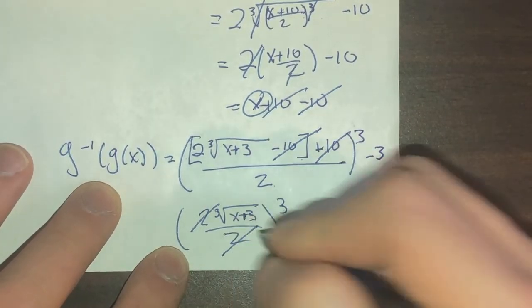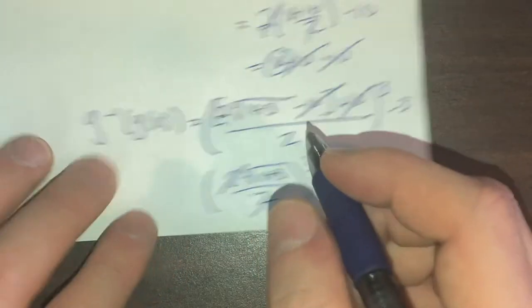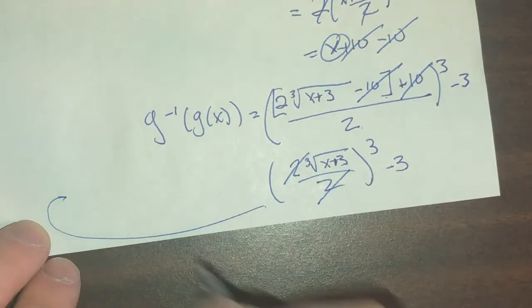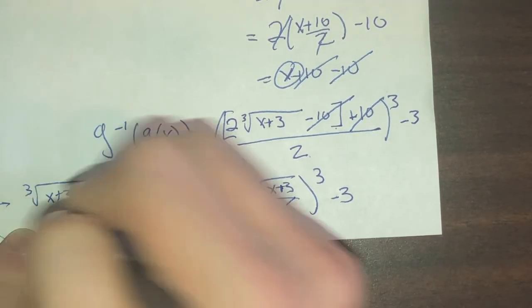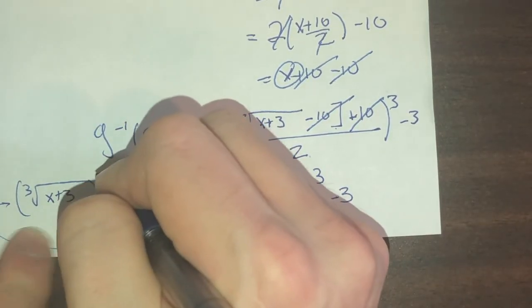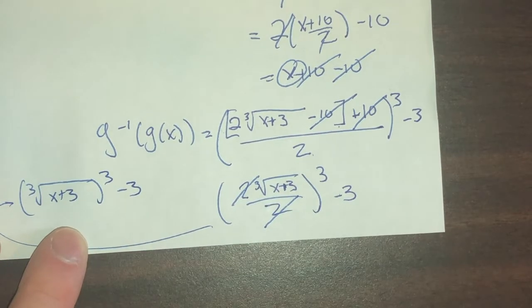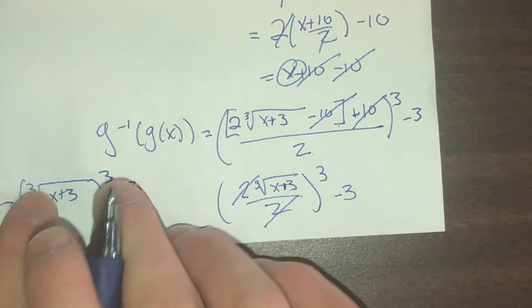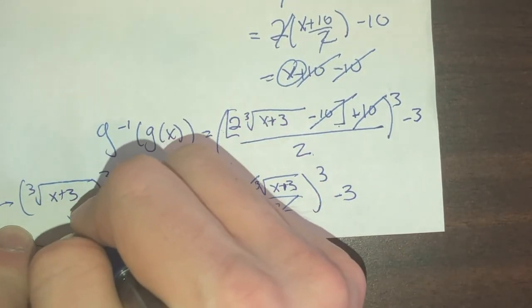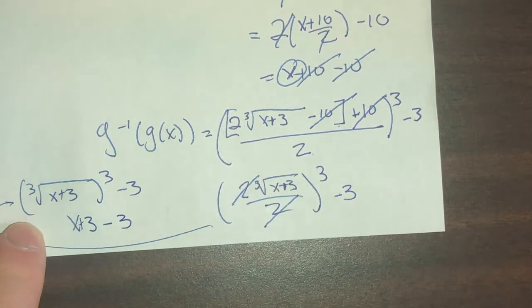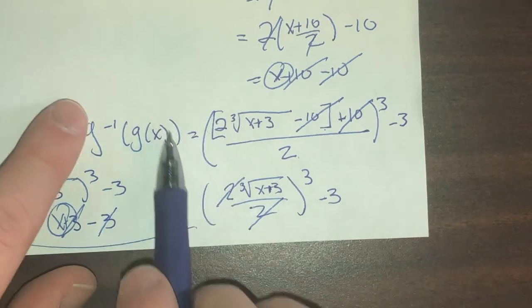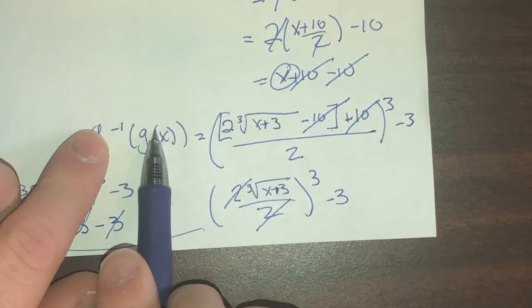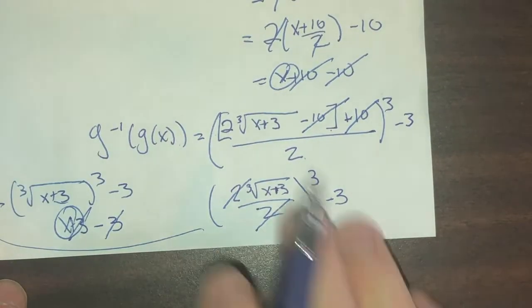Now the 2's cancel. And I get, let's come over here. I get cube root of x plus 3 cubed minus 3. Now I'm cubing something that's being cube rooted. The roots cancel with the power. I've got x. So when I plug g of x into the inverse function, I get x.